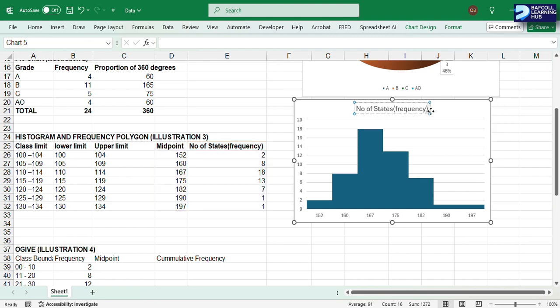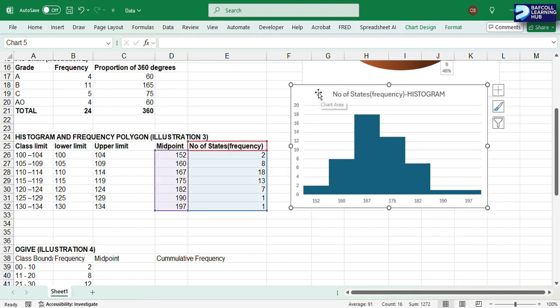Okay, so a histogram. From this histogram you can see that, from the raw data, it would take some time before we could even go through the data and say that the higher class limit is 130 to 134.